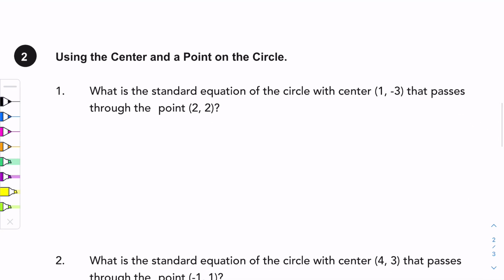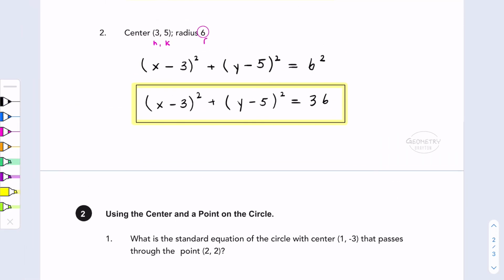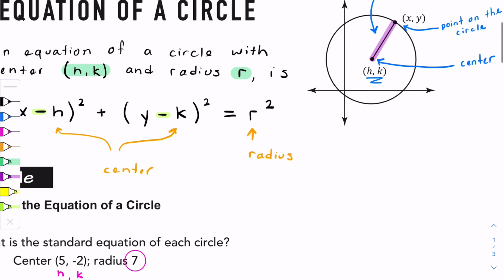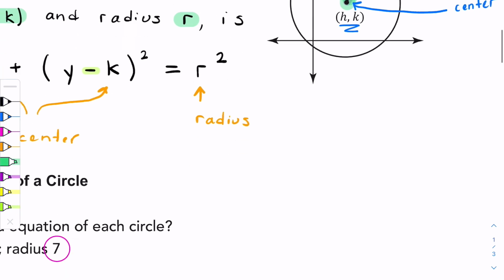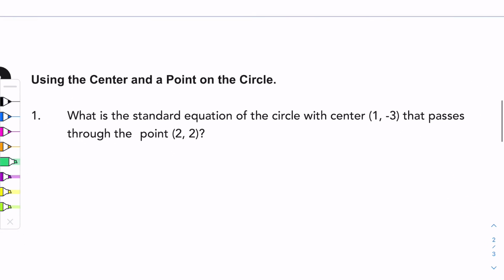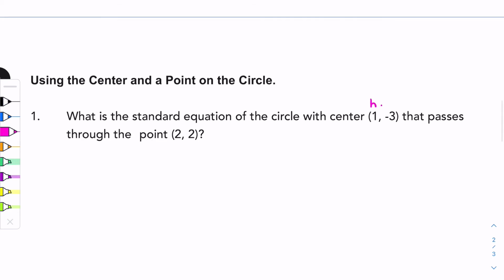The next set of questions is a little bit more difficult because we are given the center and also a point. So if I scroll out and zoom or look back at my circle here, we have the center point and we have a point on the circle in the next example. So what we need to do is find the length of the radius in order to fill in the equation of the circle. So number 1 says, what is the standard equation of the circle with a center at 1, -3 that passes through the point 2, 2?